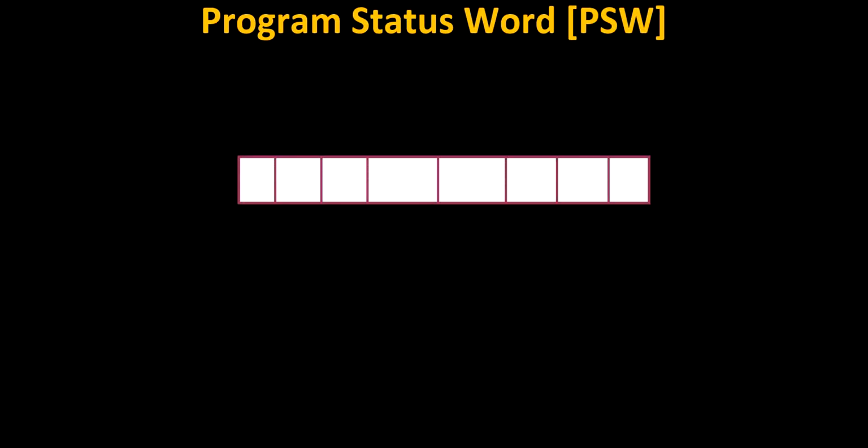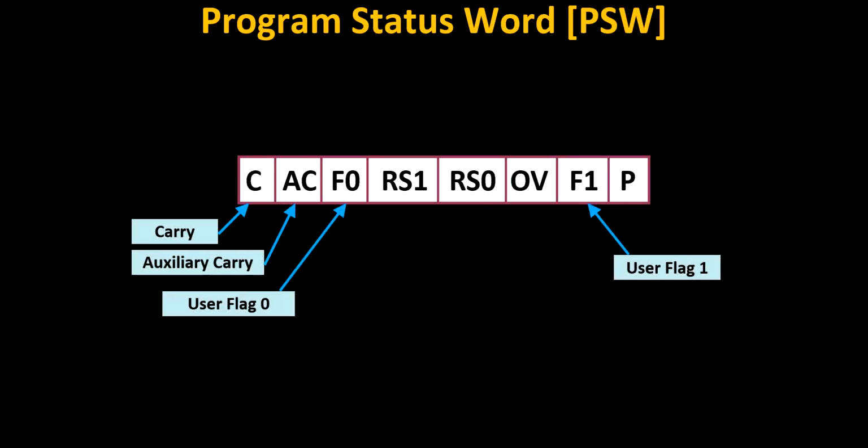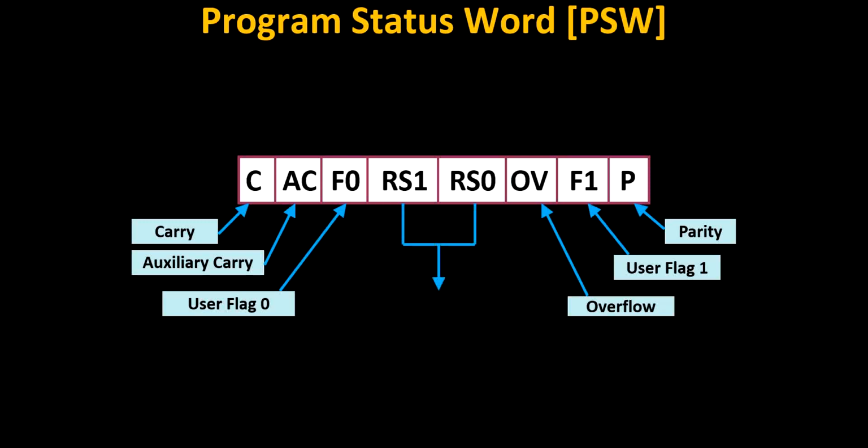So it is an 8-bit register. So we have the flags. One, we have the carry flag, auxiliary carry, and user flags. We are not using F0 and F1, that is for the user to design, and overflow flag as well as parity flag. And we have the register select, that is whatever we have the register bank 0, bank 1, bank 2, bank 3. So how we can select those register banks, we can do by using RS0 and RS1.